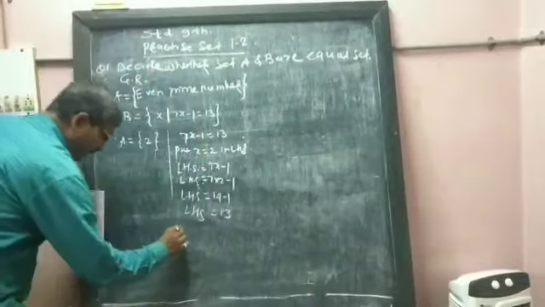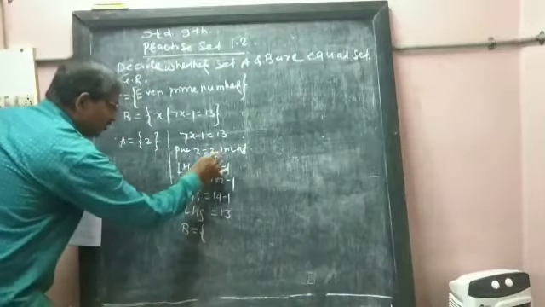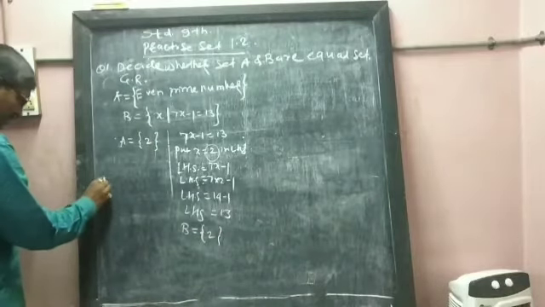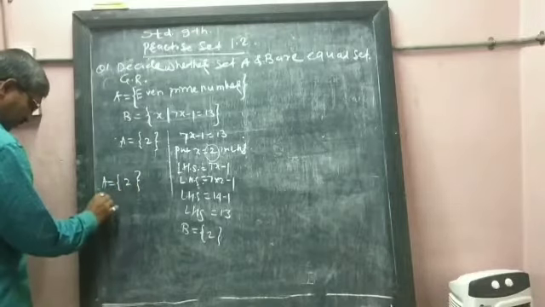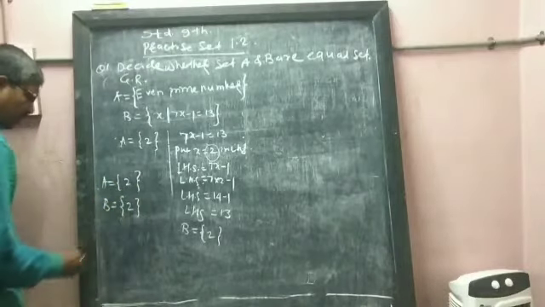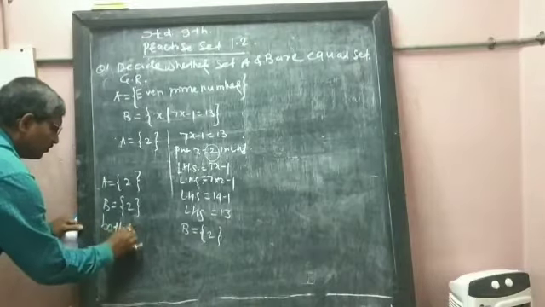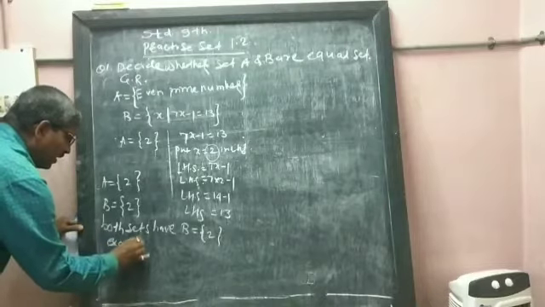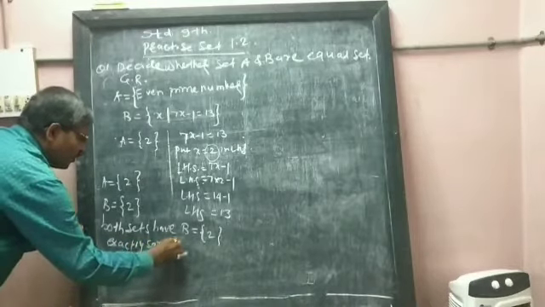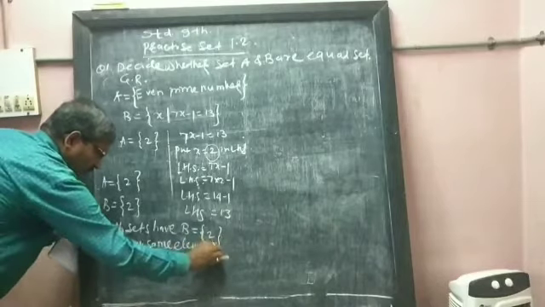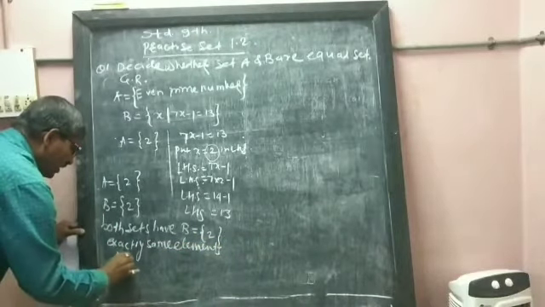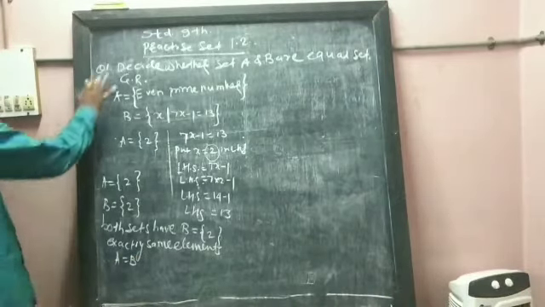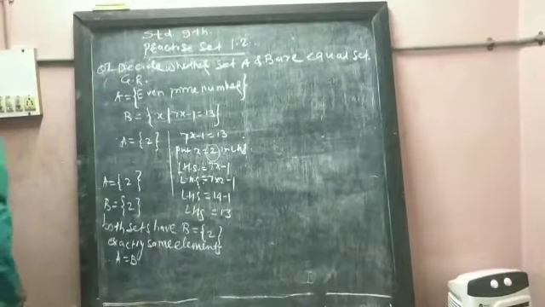Means set B is equal to what should come? 2. 2 is the element. So now A is equal to 2. Set B is also equal to 2. Both sets have exactly the same elements. Therefore set A is equal to set B. This is the answer for question number 2.